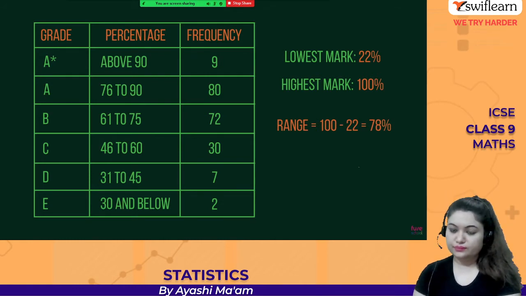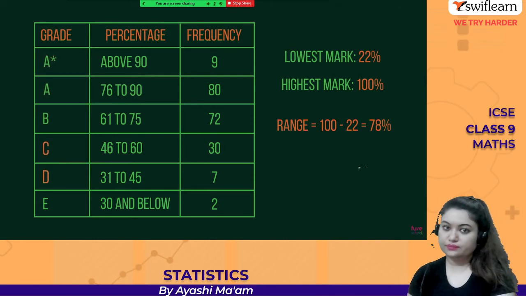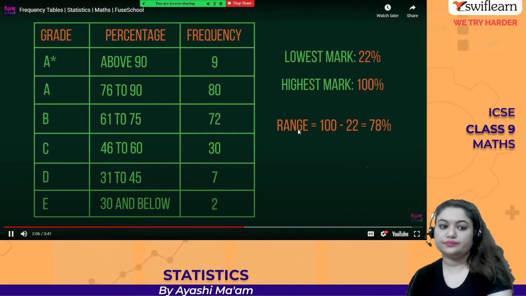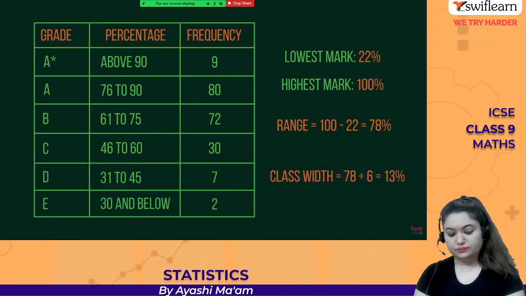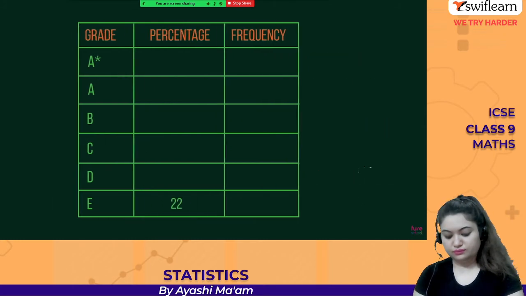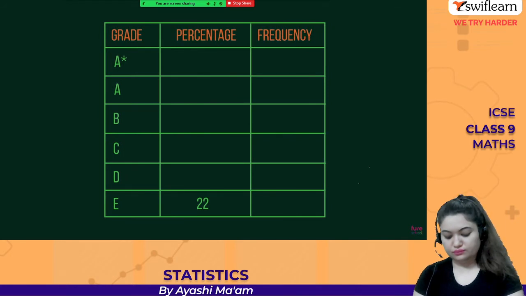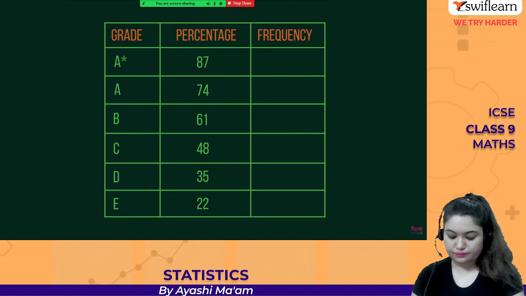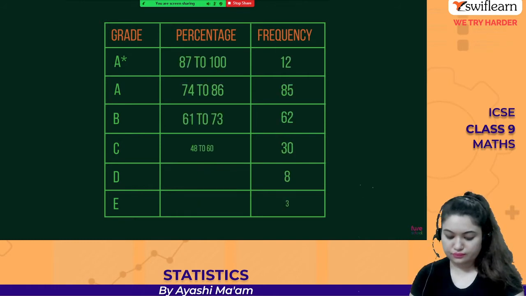Now, because we have A star, A, B, C, D and E, so 6 groups, work out approximately how big each group should be by dividing the range by 6. We want each group to be about 13% in size. Starting from the bottom at 22, add 13 is 35. So the next group starts at 35. Adding 13 each time, and then fill in the rest of the group at the end. We now have 6 groups that are pretty much the same class width.